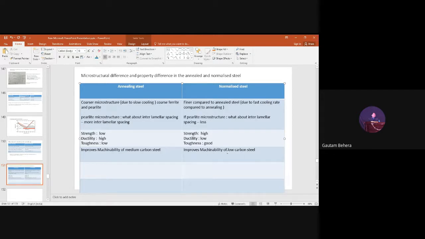Then it improves the machinability of low carbon steels. You understand, low carbon steel already has a very low carbon percentage. It is already ductile, with low hardness and low strength. But if you are doing normalizing, we are refining the grain size. So grain size refining gives strength. So it has good machinability.